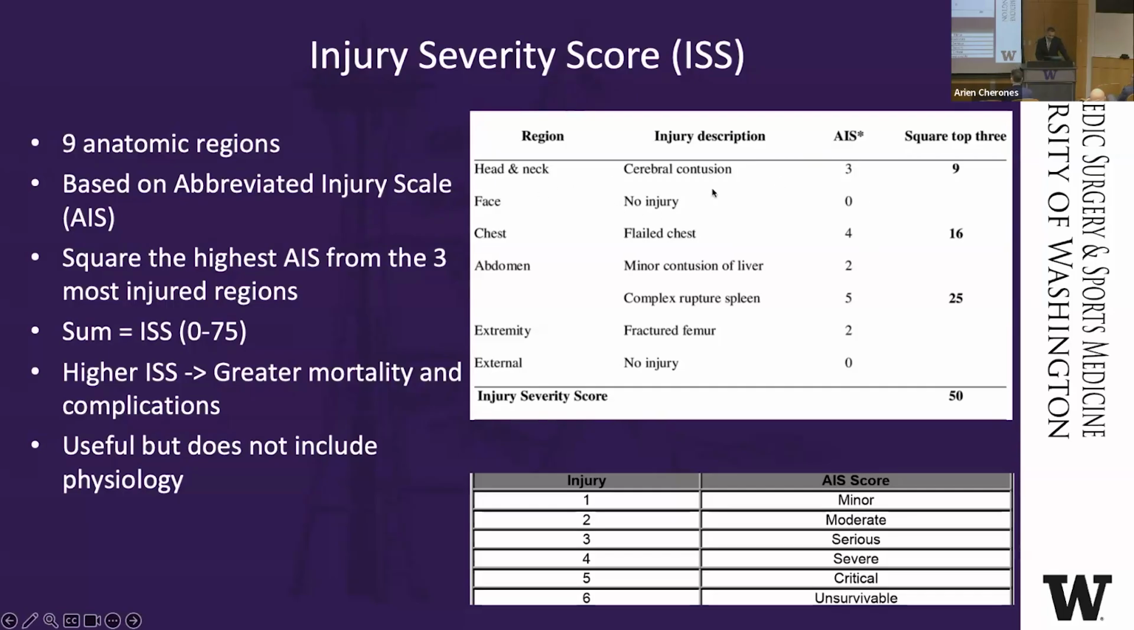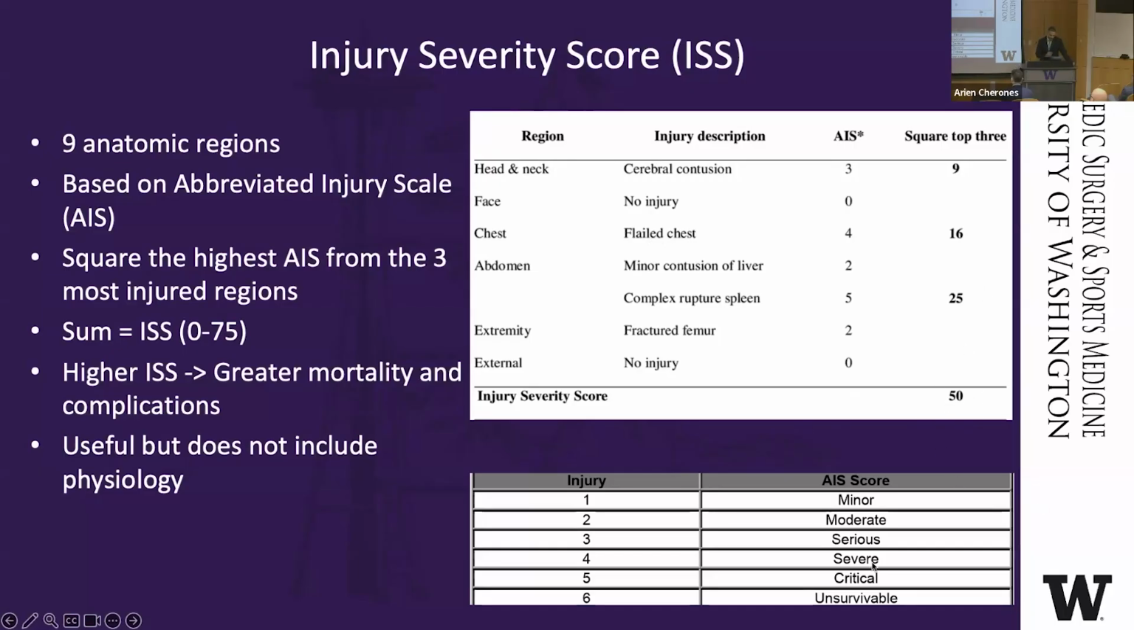So you have the head and neck injury, and you take the highest AIS of that grade, and then you square that value. So here we have a head and neck injury that was 3, that was squared, it gives you 9. Same thing if you do it with the chest as well as a complex rupture, so an abdominal injury. Once you square that value, you take the sum of those, and that gives you your injury severity score, in this case, which was 50.